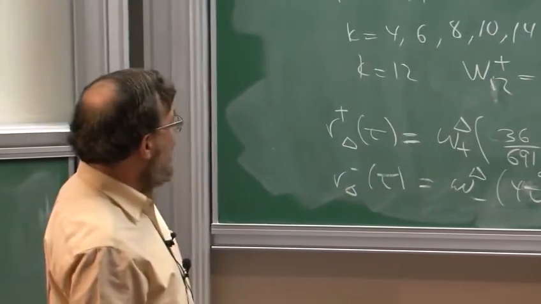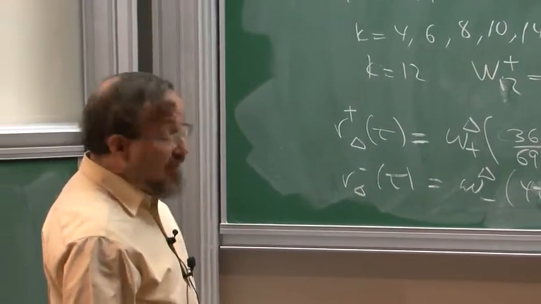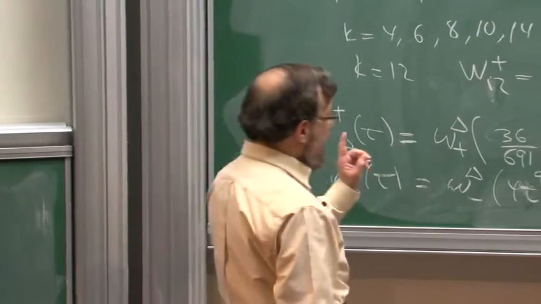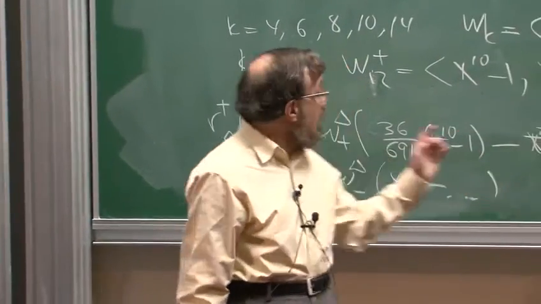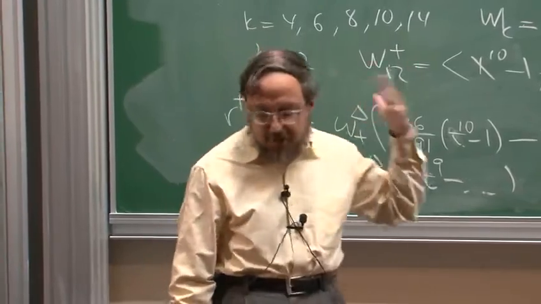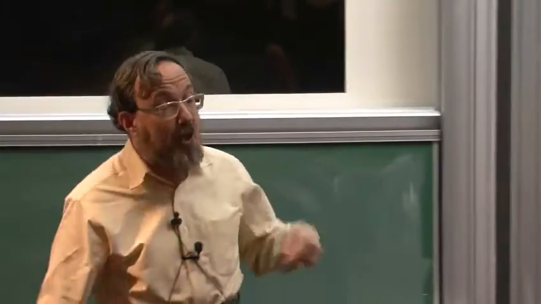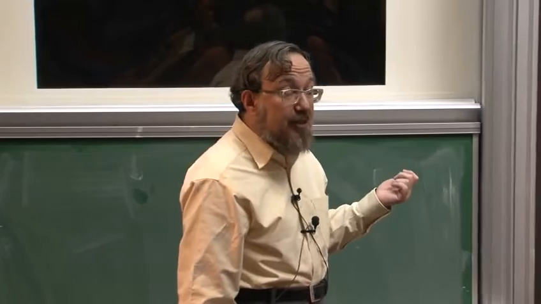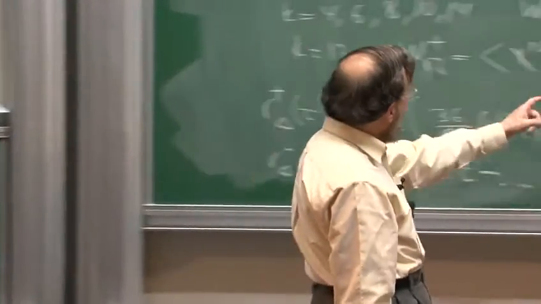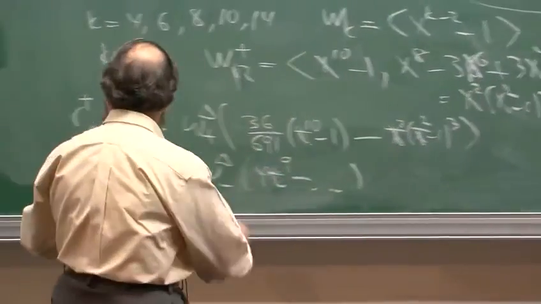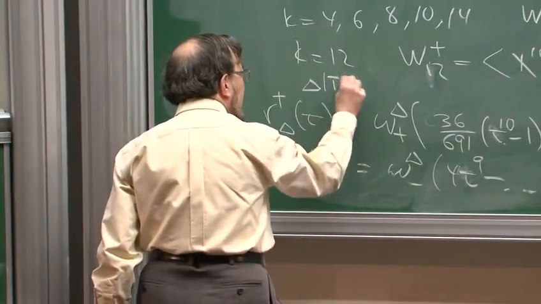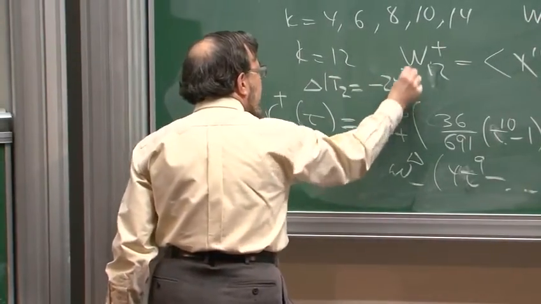Where did this number, 36 over 691, come from? Oh, that's just a fact. I didn't prove it. What I said is that using the well-known theory of Eichler-Manin-Shimura, one knows that the Hecke operators act, and from that, the action can be pushed over here. So here one has Hecke operators, which I didn't go into at all.